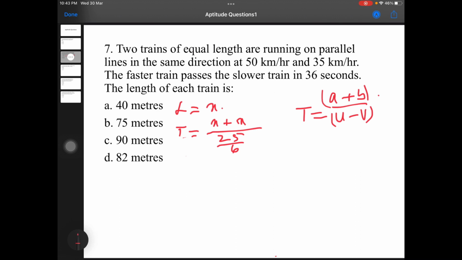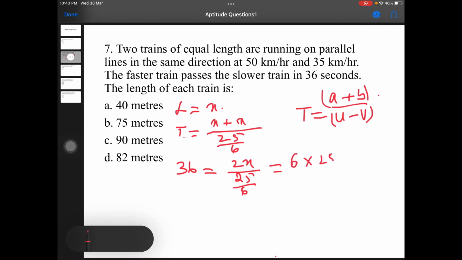And the time taken by the faster train to cross the slower train is given as 36 seconds. So here 36 seconds equals twice x divided by 25 by 6, and from here this 6 will go here, 6 into twice x. Sorry, I'll write it here.